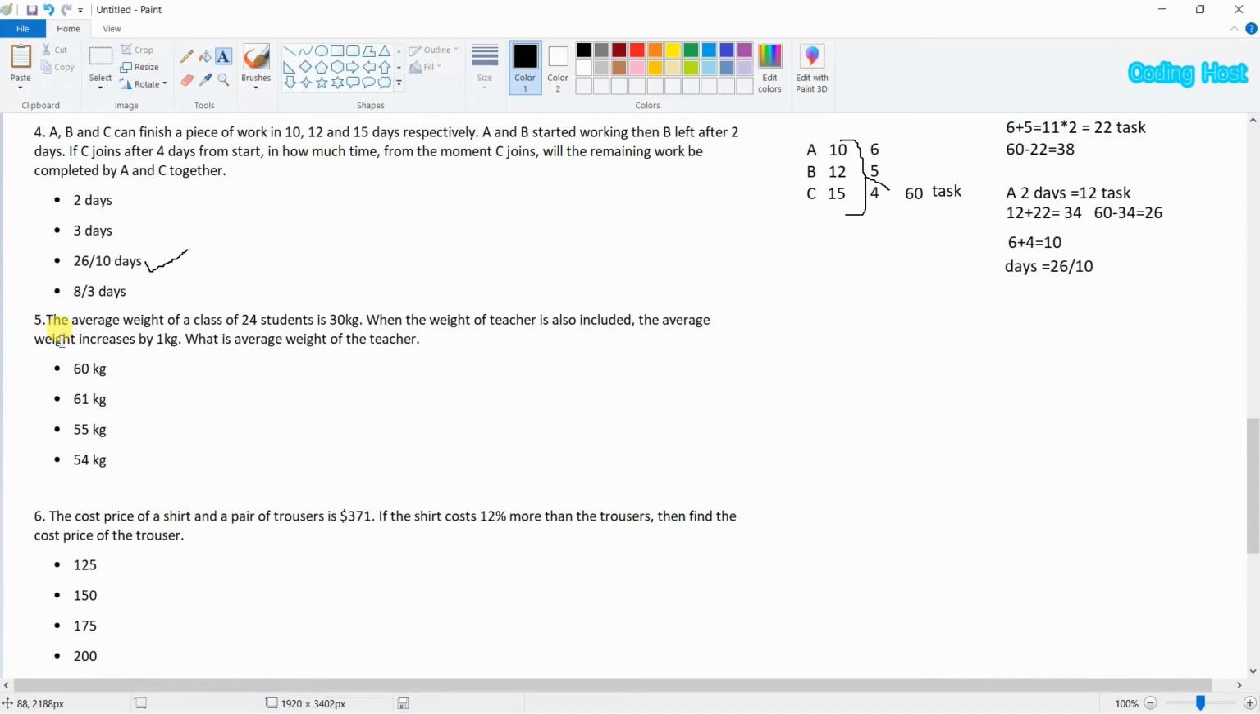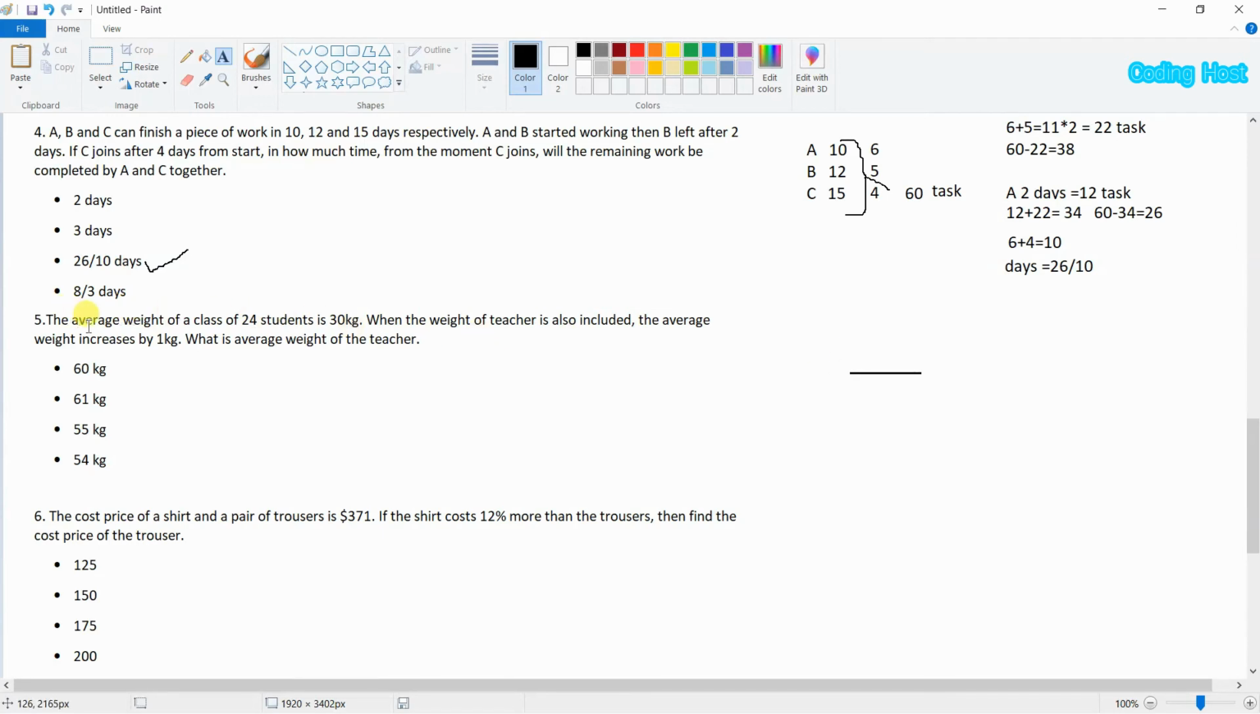After that we have the next question, question number 5. The average weight of a class of 24 students is 30 kg. When the weight of the teacher is also included, the average weight increased by 1 kg. So what is the average weight of the teacher? In this question we have to find the weight of the teacher. We can find the average by adding the weights of all the students and dividing it by the total number of students. So now we have to find the total weight of the 24 students.